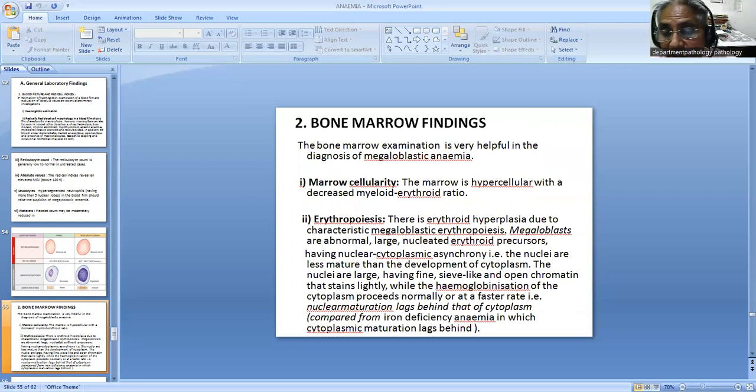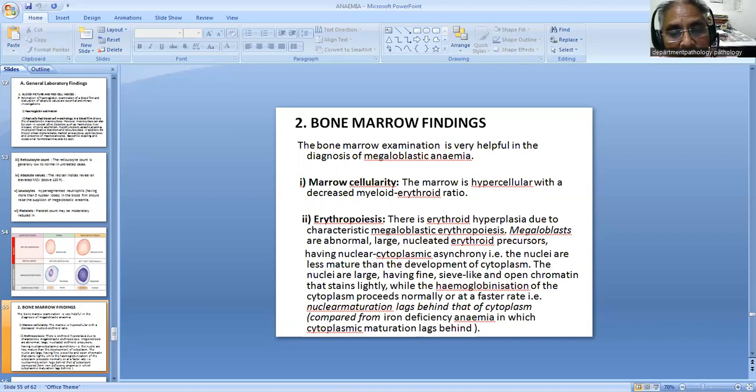Bone marrow finding. The bone marrow examination is very helpful in the diagnosis of megaloblastic anemia. As I told you earlier, in iron deficiency anemia, usually bone marrow examination is not required, but many a time, to diagnose or to confirm the megaloblastic anemia, bone marrow examination plays a very important role. What did you find in marrow?